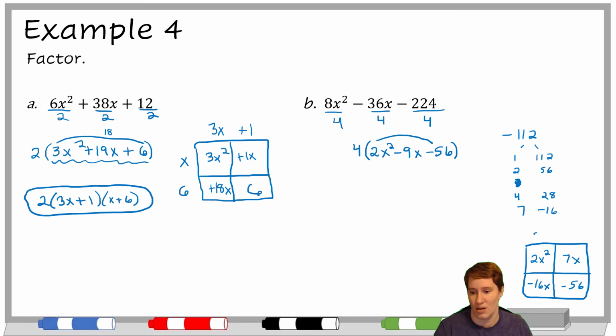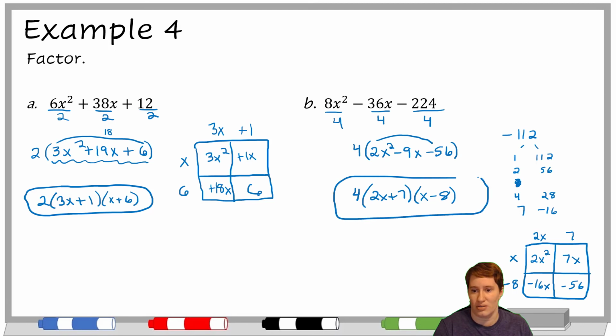I'm with you there. So this left side has 2x in common. The right side has 7. The top here, these both have an x. The bottom, these both have a negative 8. So this is 4 times 2x plus 7 times x minus 8 for our answer.